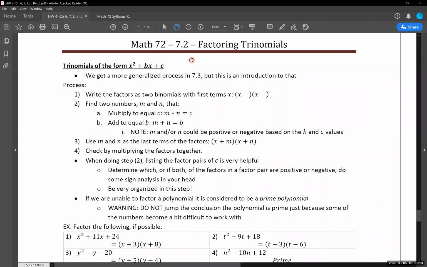So today we're going to be expanding on our general concept that we started yesterday, which is factoring. And more specifically for 7.2, we're going to be factoring trinomials.